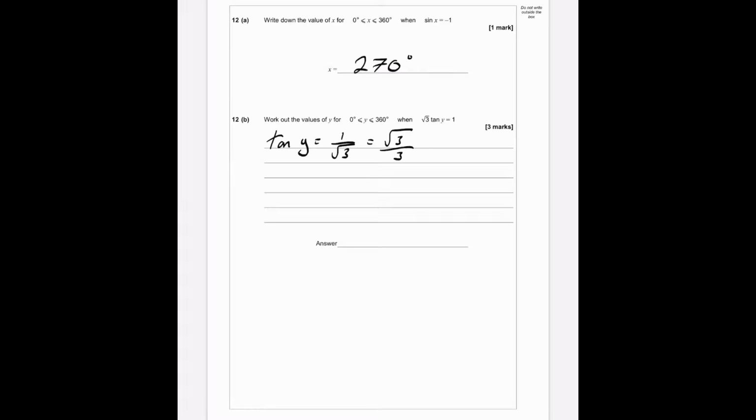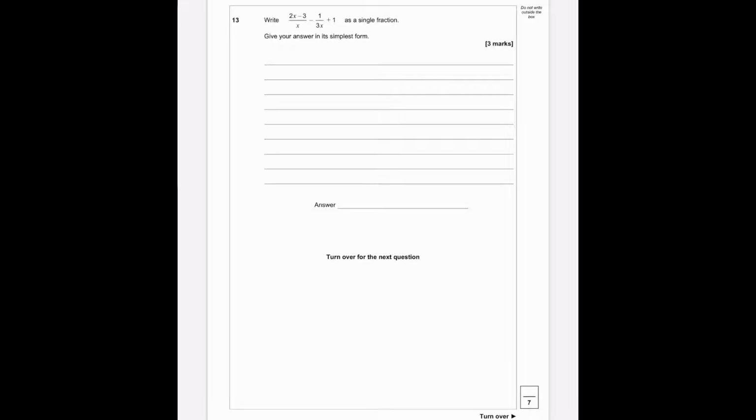For b, tan of y is 1 over root 3. Rationalize that, root 3 over 3 if you want, depends how you like to remember these. Anyway, again, you should have learned that those values will be 30 and 210. You can add 180 to each one with tan to find the next one if you forget.